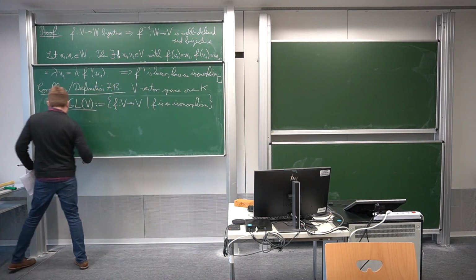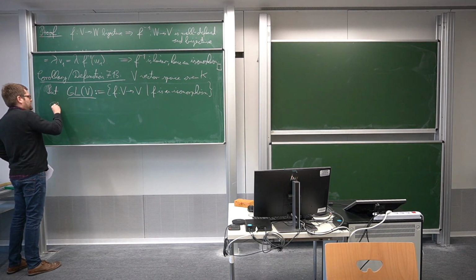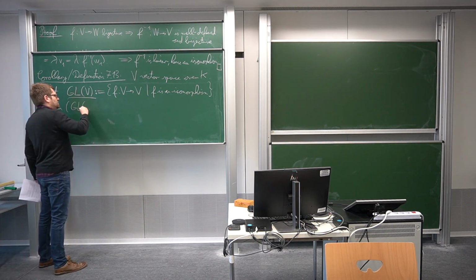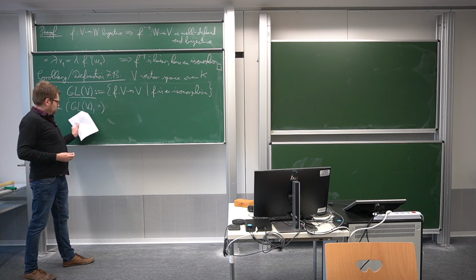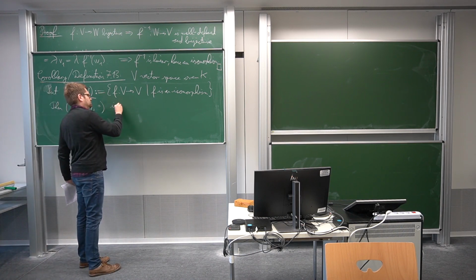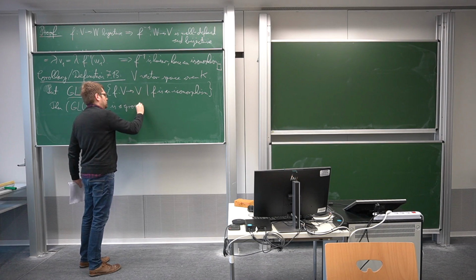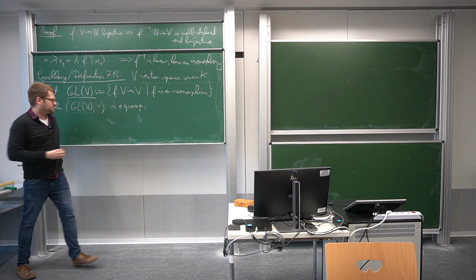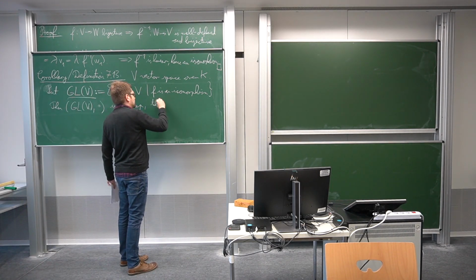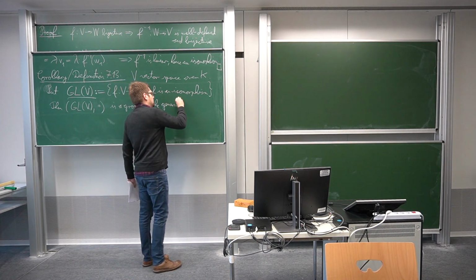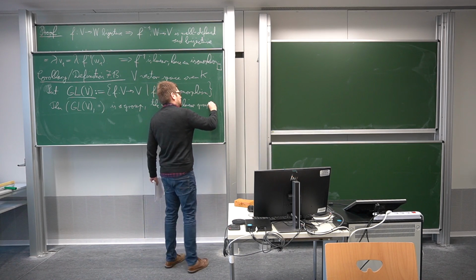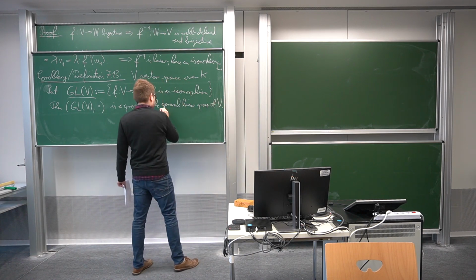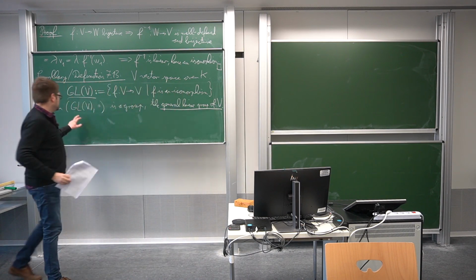Okay, now the statement that is part of this corollary: GL of V together with the composition of maps. So this is the composition, little circle in the middle. This together with the composition is a group. This is always a group, and this is called, and this is part of the definition part here again, the so-called general linear group of the vector space V. General linear group. GL as in general linear.